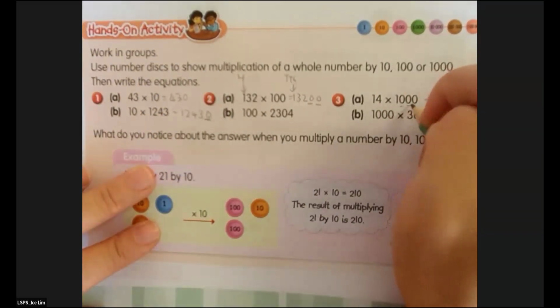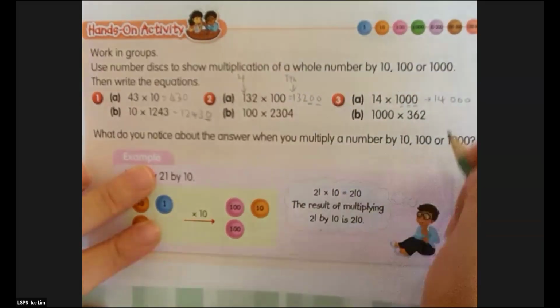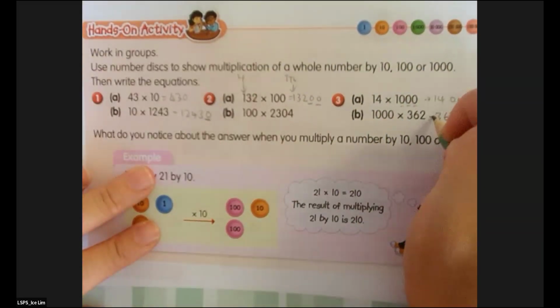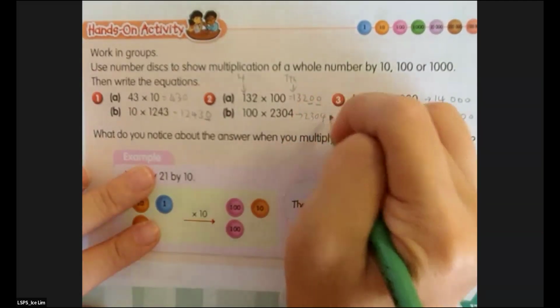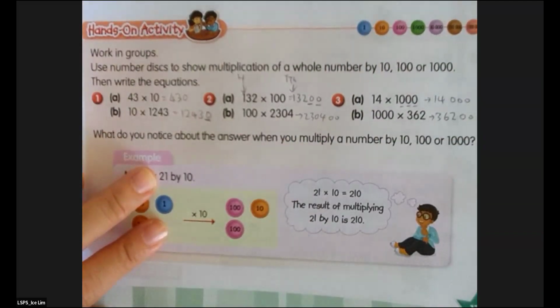14, then I just put the zeros at the back. 14,000. 362,000. 230,400. Easy?